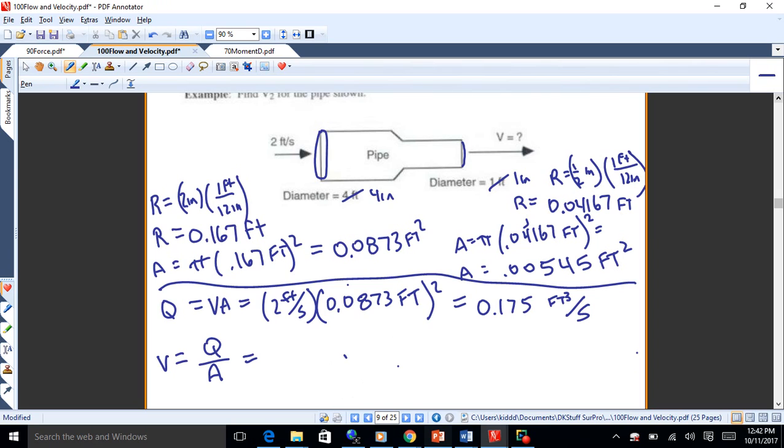And you ought to come up with something on the order of 8, is it? No, 32. So when you divide that out, you get something on the order of 32.